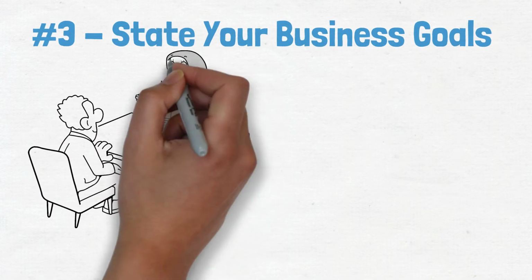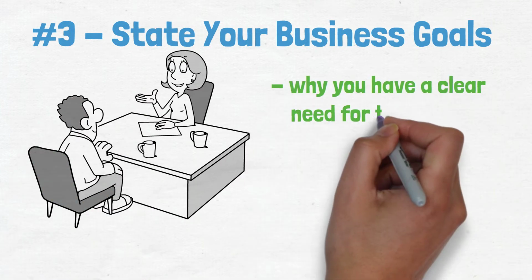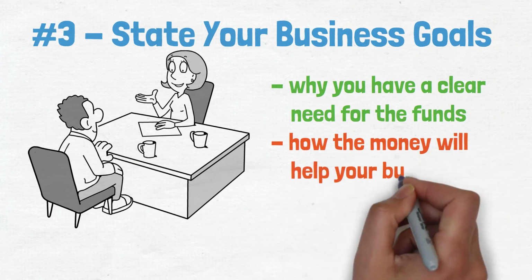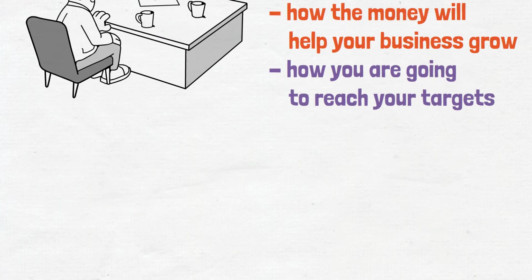Number 3, state your business goals. If you're looking for a business loan or outside investment, this section will come in handy. You can use it to explain why you have a clear need for the funds, how the money will help your business grow, and how you are going to reach your targets.